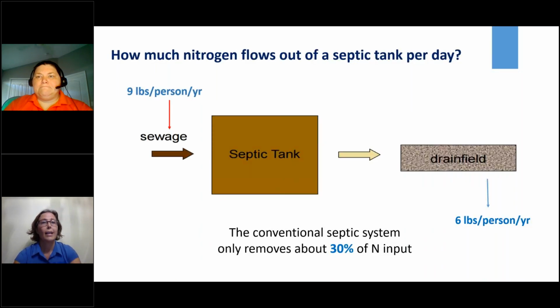Next, please. So septic systems really were never designed to reduce nutrient inputs to groundwater. They were designed, of course, from a public health perspective, and they don't do a good job of removing nutrients. It's estimated that a conventional system removes only about 30% of the nitrogen that goes in. Another estimate is that we produce about 9 pounds per person per year of nitrogen in sewage, and of that, about 6 pounds per person per year is released in the effluent.